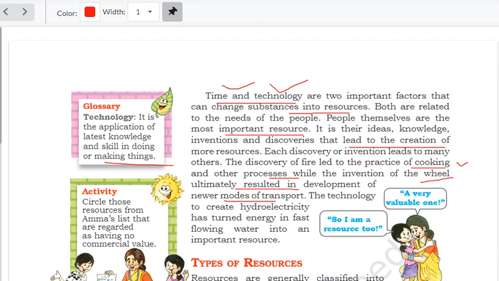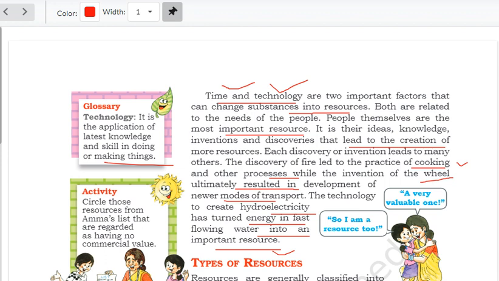The technology to create hydroelectricity has turned energy in fast flowing water into an important resource. What has hydroelectricity technology done? The flowing water has energy, and that energy is turned into an important resource, a very valuable one.